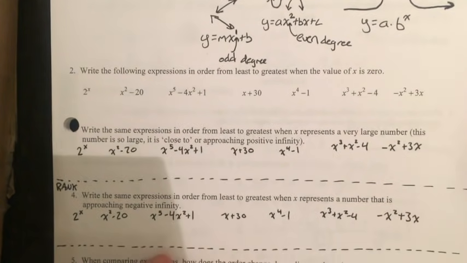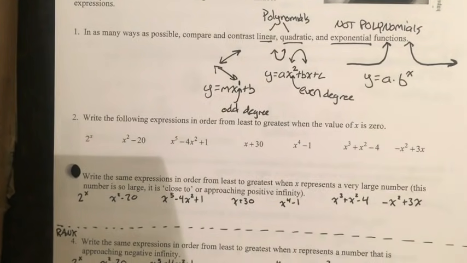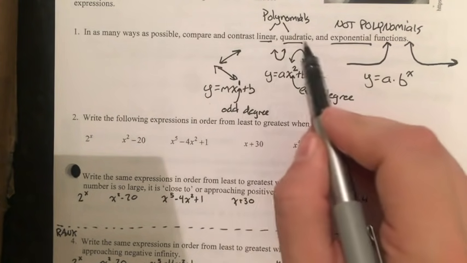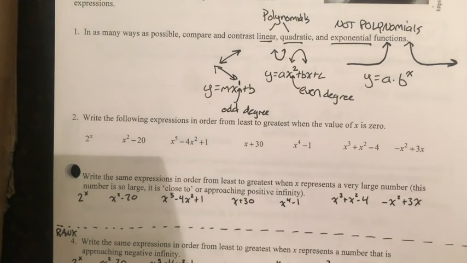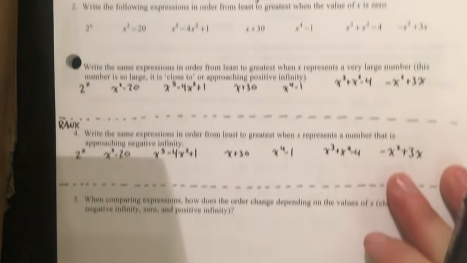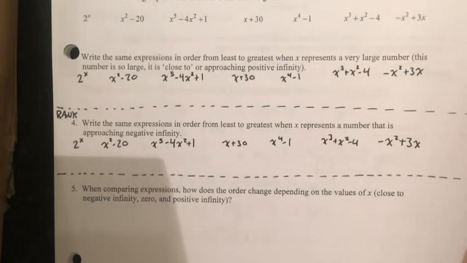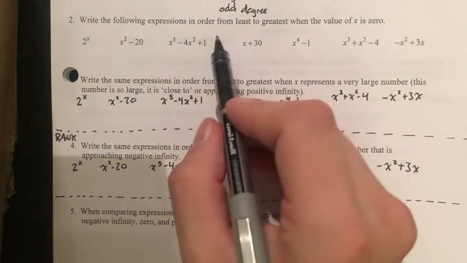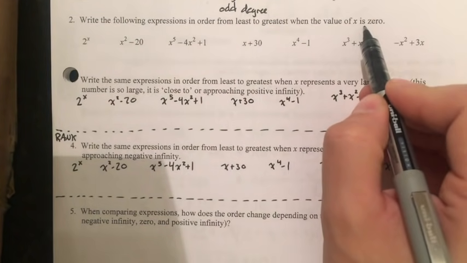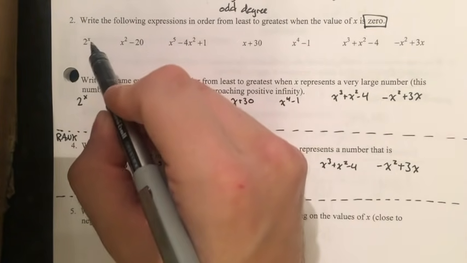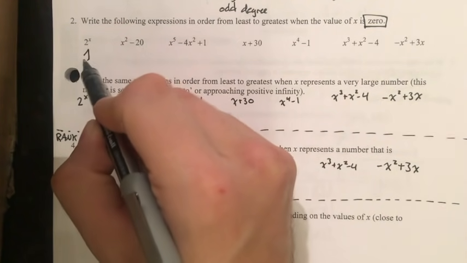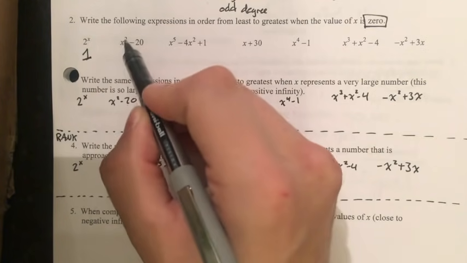So what we're going to do is look at 3 different cases. We're going to look at what happens in each of these cases when x is close to 0, when x is close to positive infinity, and when x is close to negative infinity. So in question 2, the first thing we're going to look at is what happens as these expressions go to 0. Now, if I were to plug in 0 for each x, well, 2 to the 0 is 1.